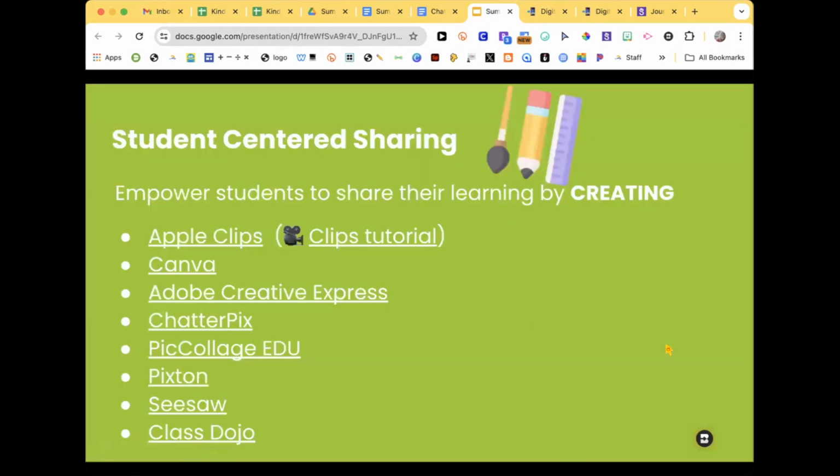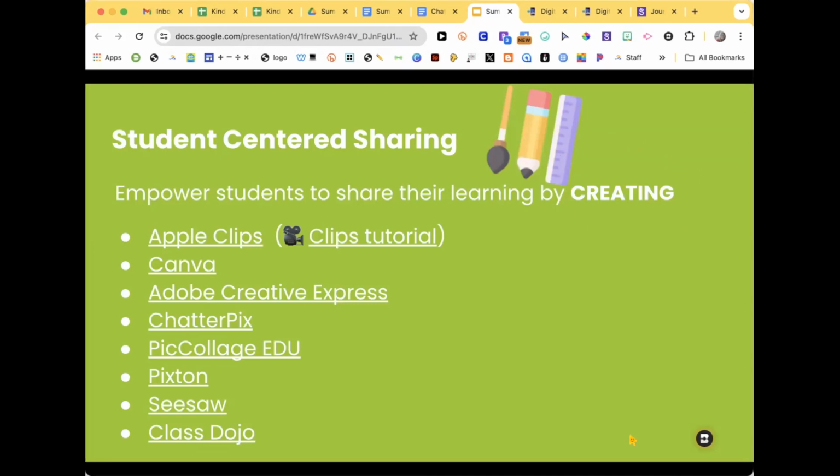So we're going to pop into this student-centered sharing conversation. I'm going to throw some ideas and examples out there, and then you'll have some time to explore some of these tools, something that sparks your interest that you want to learn a little bit more about. But if we're empowering our students to use these technology tools to share, what we're really asking them to do is create.